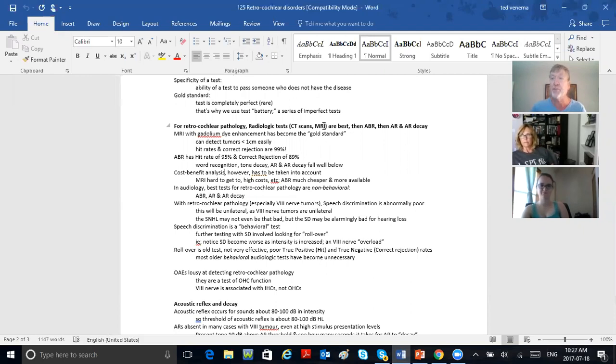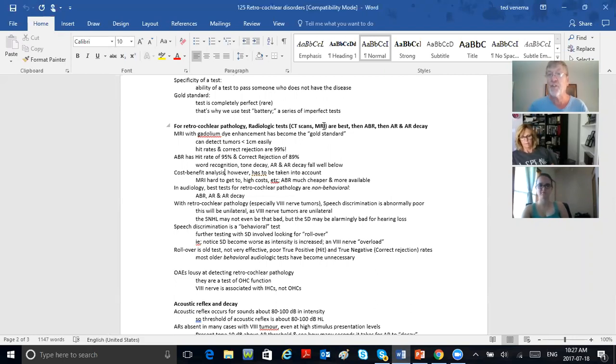MRIs have better resolution. MRIs show gray and white matter, the contrast, way better. CAT scans are okay, but they're kind of blurry. CAT scans are cheaper. MRIs are like a CAT scan on steroids. And MRIs are the gold standard. CAT scans are next. And the next one is ABR. Now, ABR stands for auditory brainstem response.